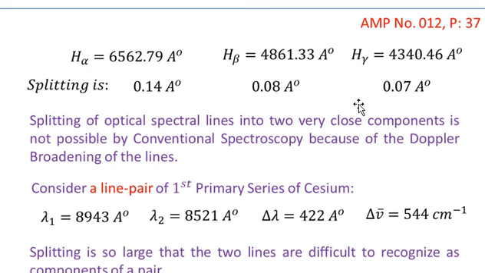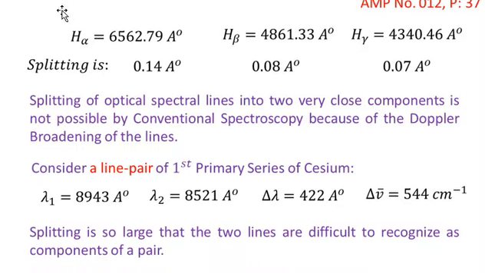So you see that as you go to higher values of the principal quantum number n, the value of the splitting decreases drastically, because we are moving to higher values of principal quantum number from H alpha to H gamma line. Splitting of the optical spectral lines into two very close components is not possible by conventional spectroscopy.